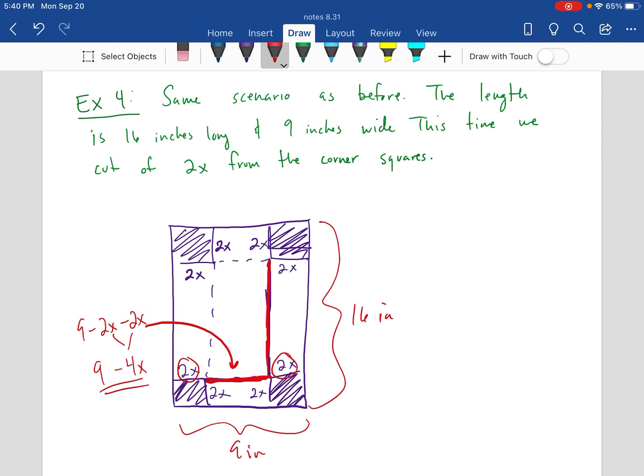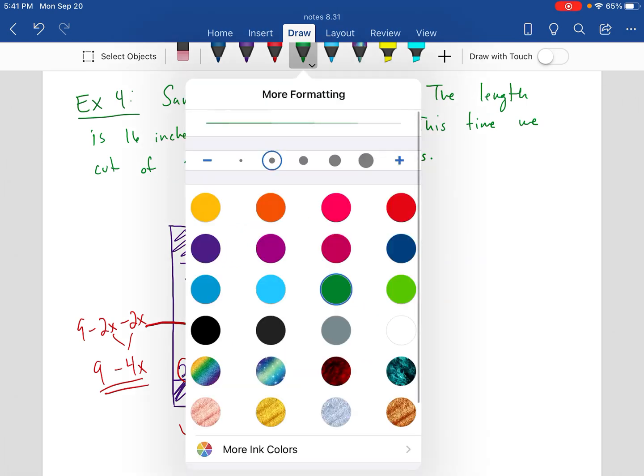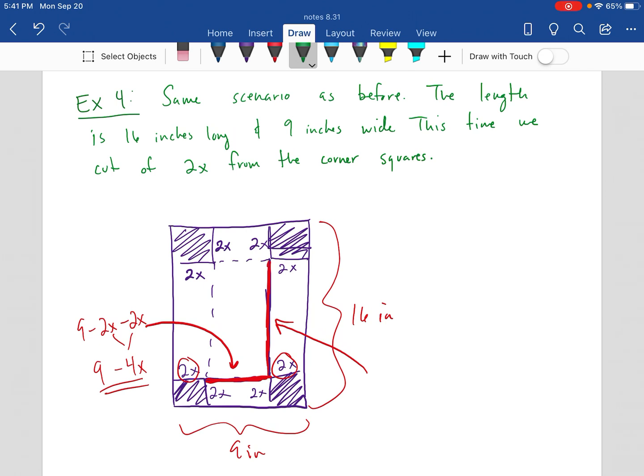So this is my width. And do the same thing with your length. And my length would be 16 inches minus the 2x from the top that I don't want, that now is gone, and the 2x from the bottom. Combine your like terms, you get 16 minus 4x.